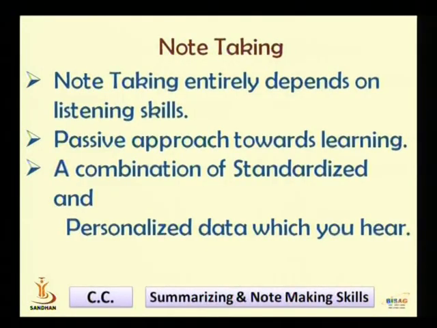So in note taking, what is happening? You are just noting down the points given by the speaker. So it can be a passive approach towards learning. Again, what is happening? It is a combination of standardized and personalized data which you hear. Standardized in the sense as the speaker is telling you.